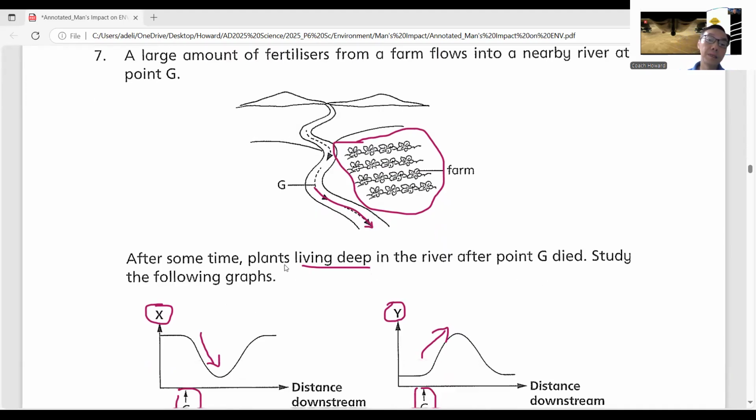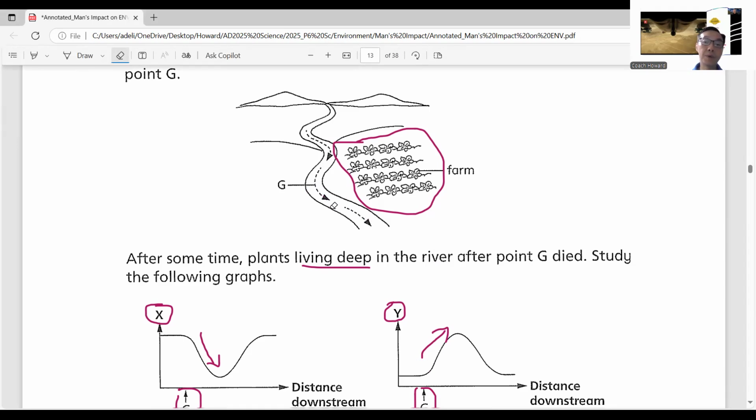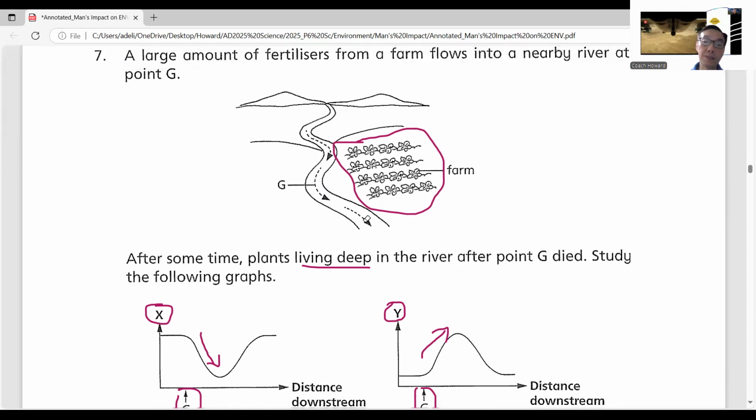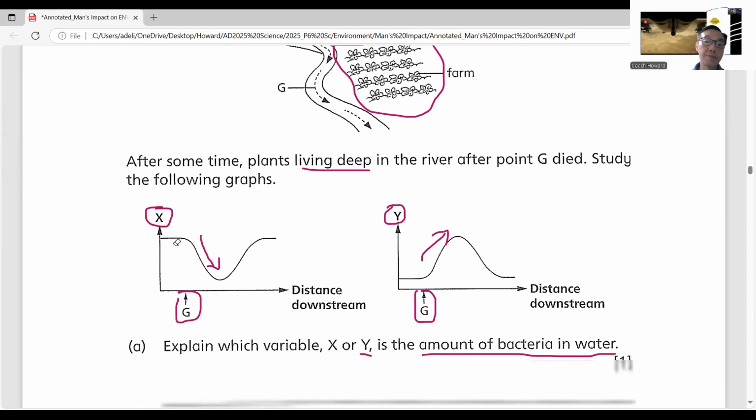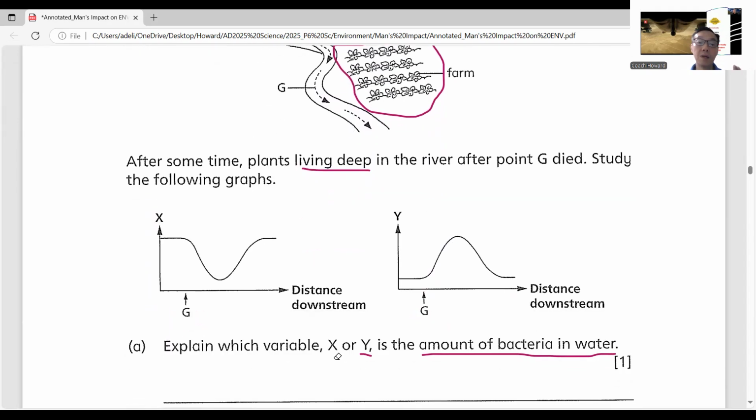Okay, at some time, plants living deep in the water after point G die. So point G is there, right? Can you see point G is there? So plants living deep in the water means submerged aquatic plants. They die. And this graph shows the change. They didn't tell you what is X and Y. So you notice there's a pattern. After point G, this one increases. For the X one, after point G, it decreases. So now they ask you, by looking at this diagram and analyzing, which variable, is it X or Y, shows the amount of bacteria in water.